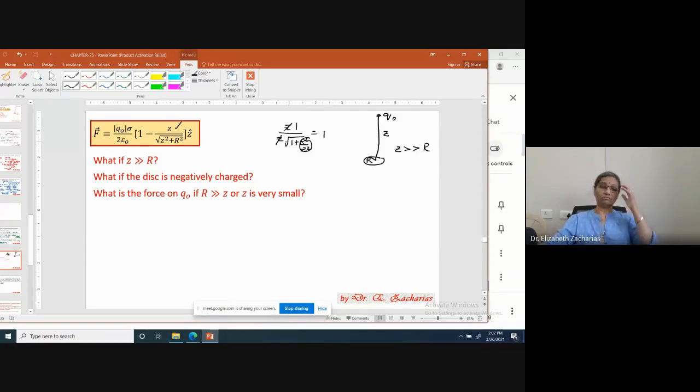I'm sorry, what did I say? Why should I do all that? I don't need to do all this. One sec. Straight away, I have my z in the numerator. Okay, z is much, much greater than R. Therefore, this term will become equal to 0. One sec.